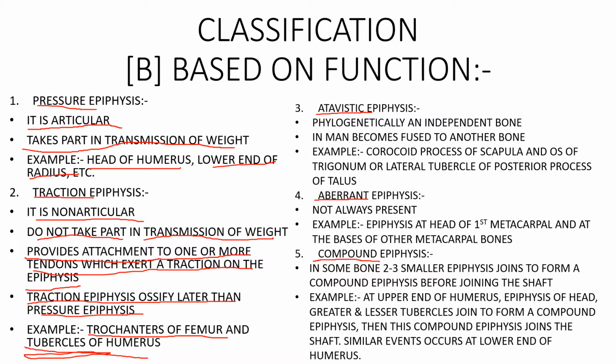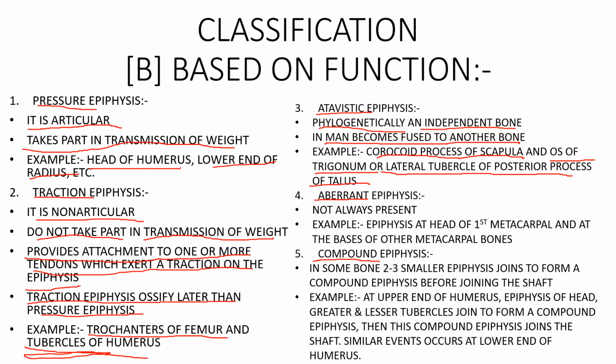The third we have the atavistic epiphysis, which is phylogenetically independent bone. In men it becomes fused to another bone. For example, if we take coracoid process of scapula, OS trigonum or lateral tubercle of posterior process of talus. So atavistic epiphysis is phylogenetically an independent bone and in men it becomes fused to another bone and its example is coracoid process of scapula or OS trigonum or lateral head of posterior process of talus.